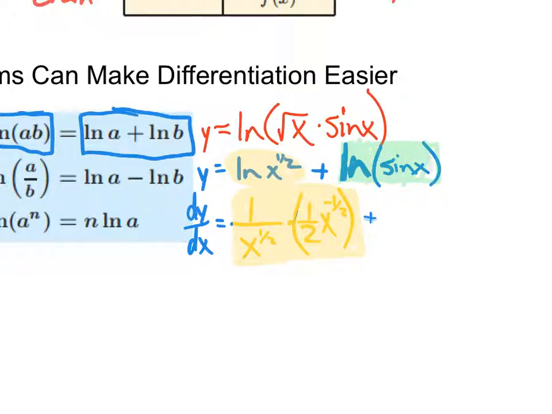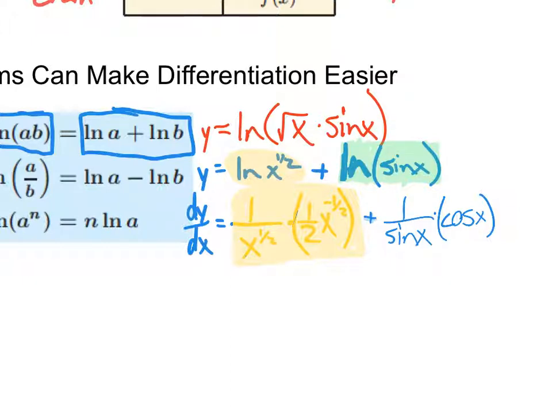Okay. So if I'm doing the derivative of ln of sine of x, the first thing I need to do is put 1 over sine of x. 1 over the argument. Then I need to multiply that by the derivative of the argument. What's the derivative of sine? Cosine. Okay? So again, 1 over the argument times the derivative of the argument.